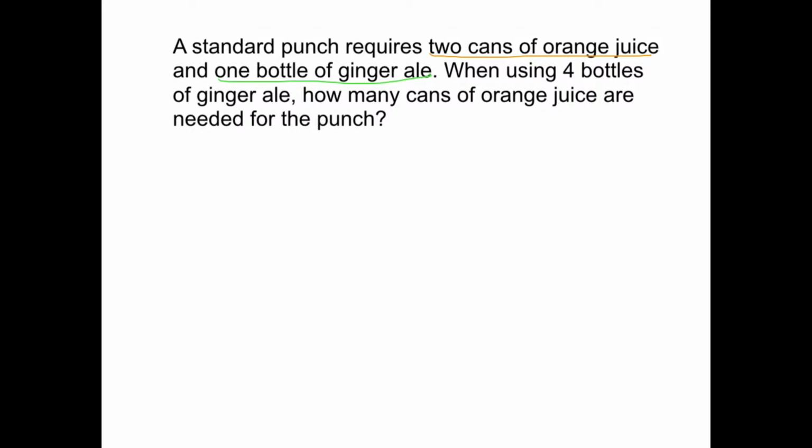Can you think about what the ratio might be? What are the two things that are being compared? Right, orange juice and ginger ale. So let's write that as a ratio. Here's a two-term ratio that relates orange juice to ginger ale. But how many cans of orange juice do we need and how many bottles of ginger ale? Well, the question says that for every 2 cans of orange juice, we're going to use 1 bottle of ginger ale to make our punch. So we have a 2-to-1 ratio.